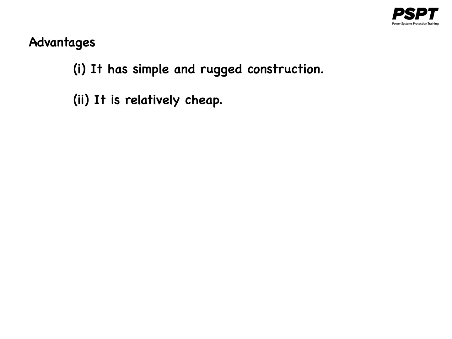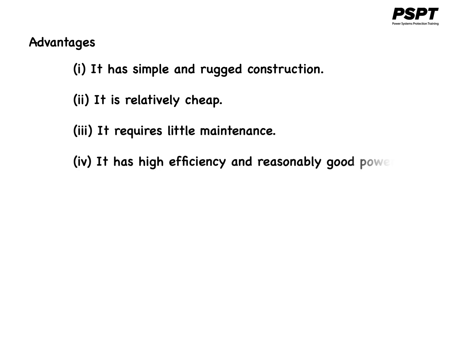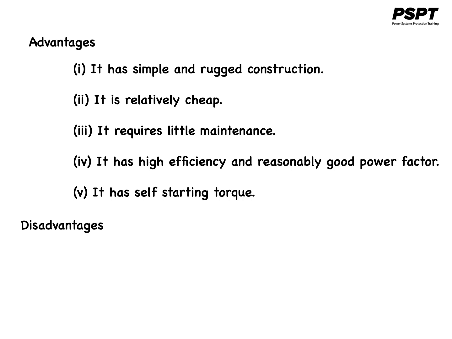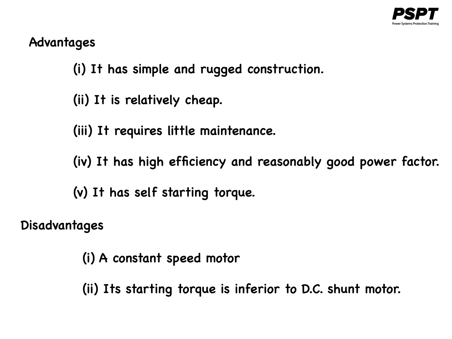The advantages of this motor are: it is simple and rugged in construction. It is relatively inexpensive. It requires little maintenance. It has high efficiency and reasonably good power factor. It has self-starting torque. A couple of disadvantages are the facts that it is a constant speed motor, and its starting torque is inferior to a DC shunt motor. However, it does have a starting torque.